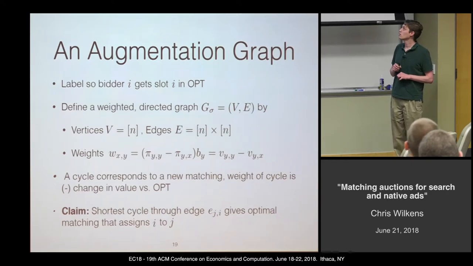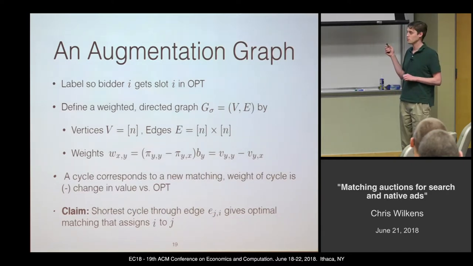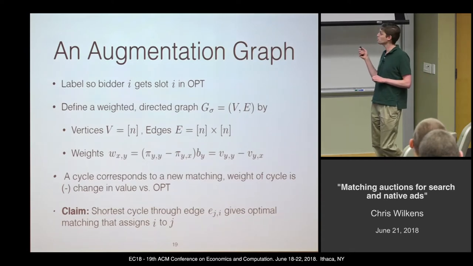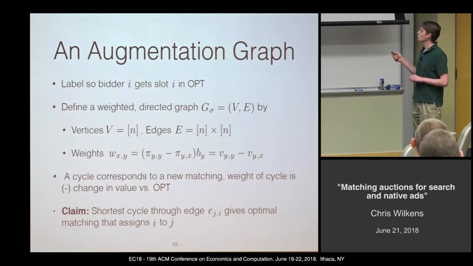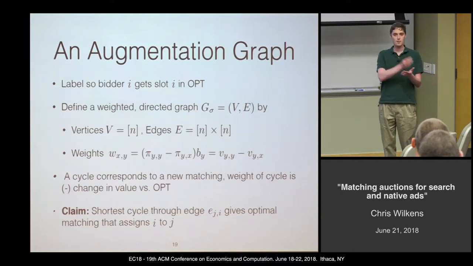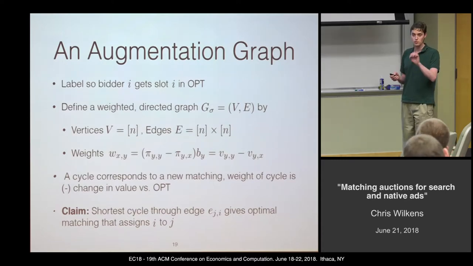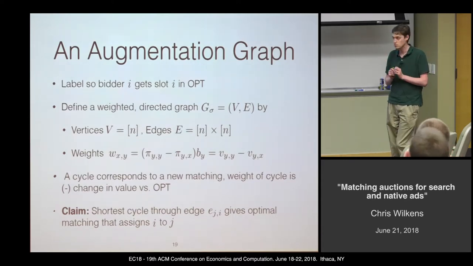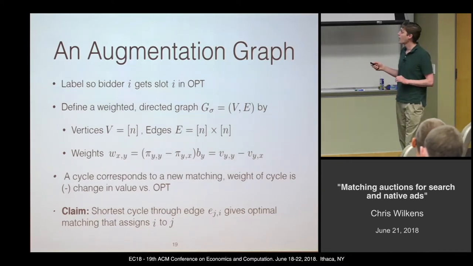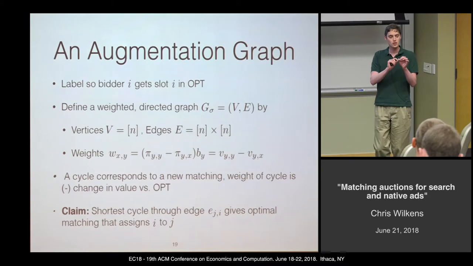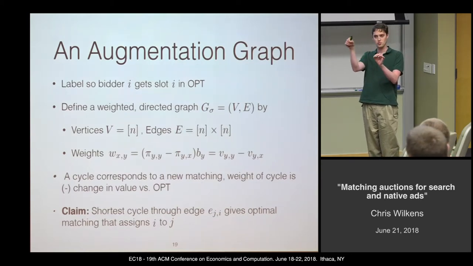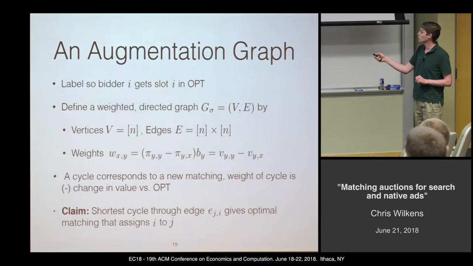To do this, I'm going to introduce an augmentation graph. I believe this is equivalent to an exchange graph that Morota used. So first, let's assume that I'm going to label the bidders so that bidder i is matched to slot i. And then I'm going to have a weighted graph with one vertex per slot. It's not a bipartite graph. It's one vertex per slot. And the edge weights are going to correspond to, let's suppose that I move the ad from one slot to this other slot. So w_xy is going to be the value that I was getting from slot y minus the value from putting ad y in slot x.